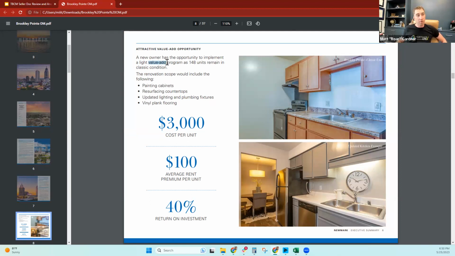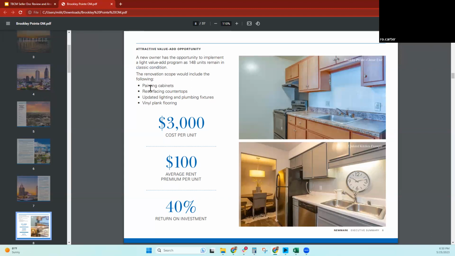All right, we got this whole concept of value add. If you don't see that in an OM, I'm going to be surprised. It's almost in every OM I've ever read. 148 units out of the 224 units remain in classic condition. What do you guys think classic condition means? Old. Yeah, it could mean a lot of different things, right?